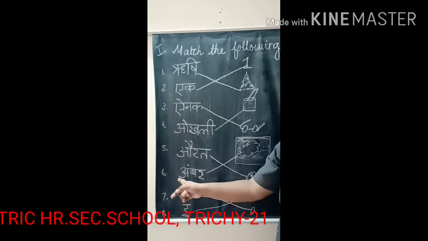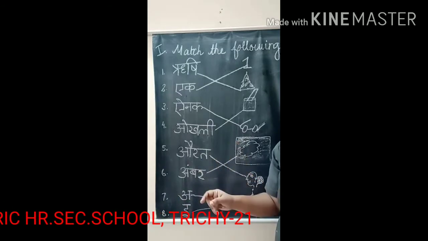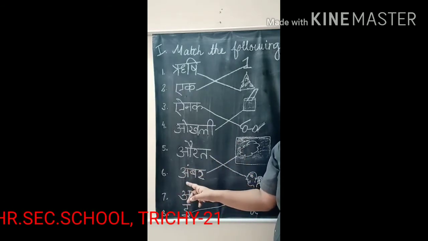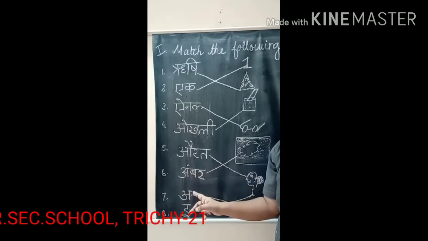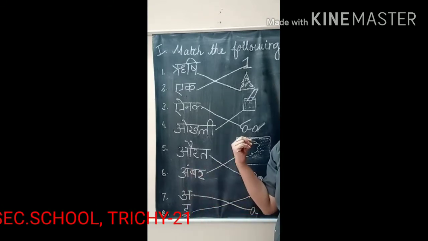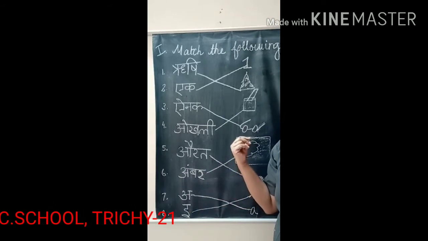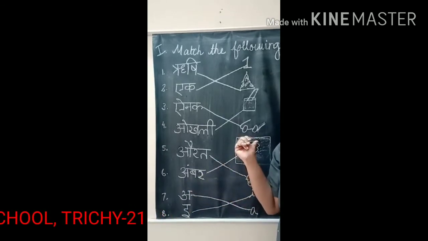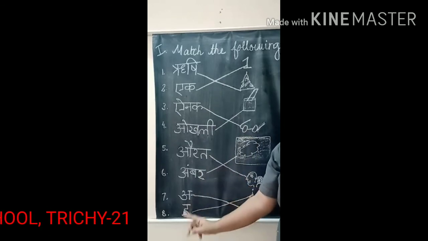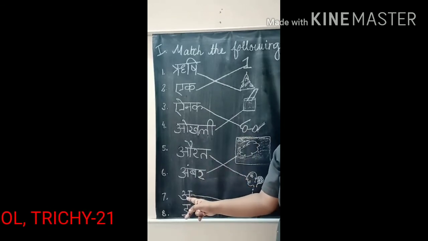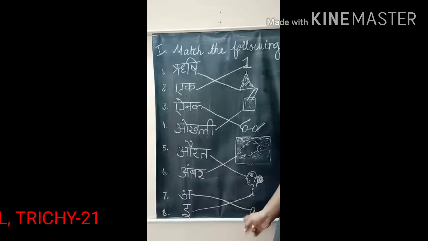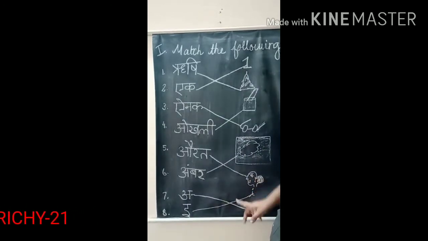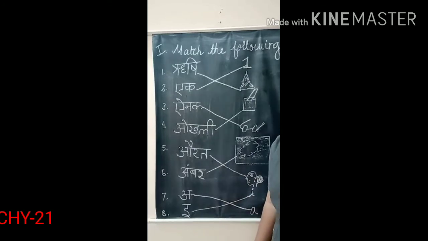Next word is ambar. See here, it starts with the swar a. So ambar, I have matched with its picture. Ambar means sky. So I have matched the word ambar with the picture. See, last are two letters. A is matched with its denoting letter A, and E is matched with its letter I, the English letter I. So all we have matched.